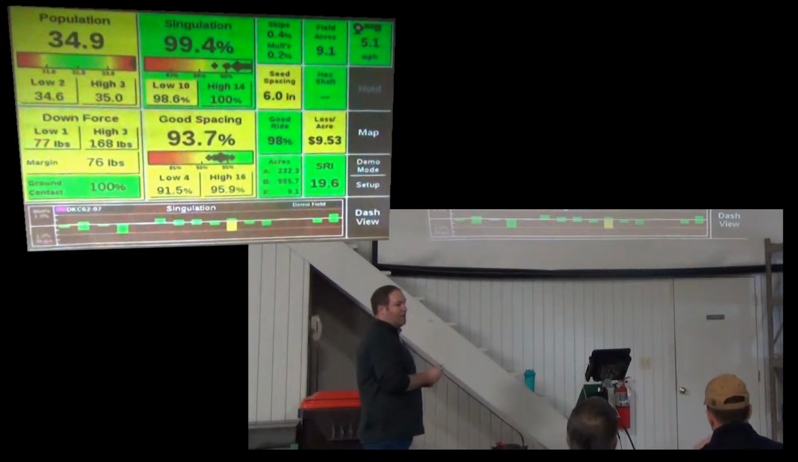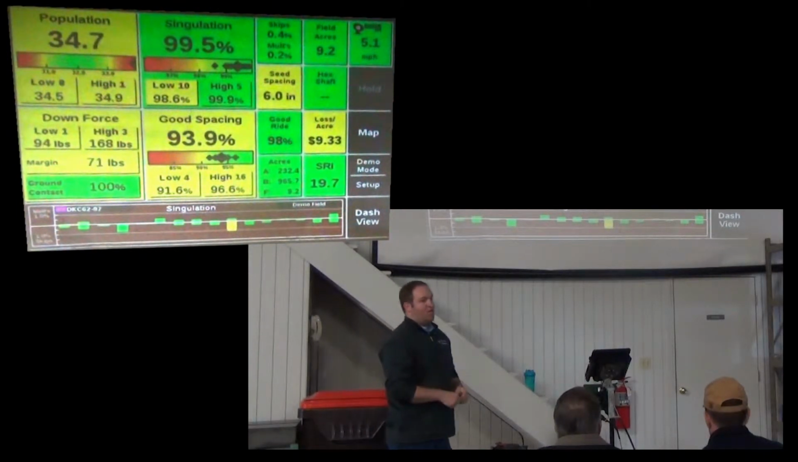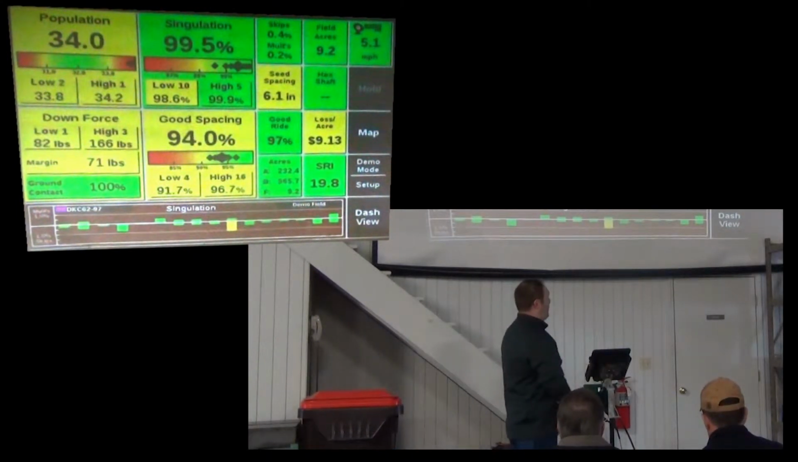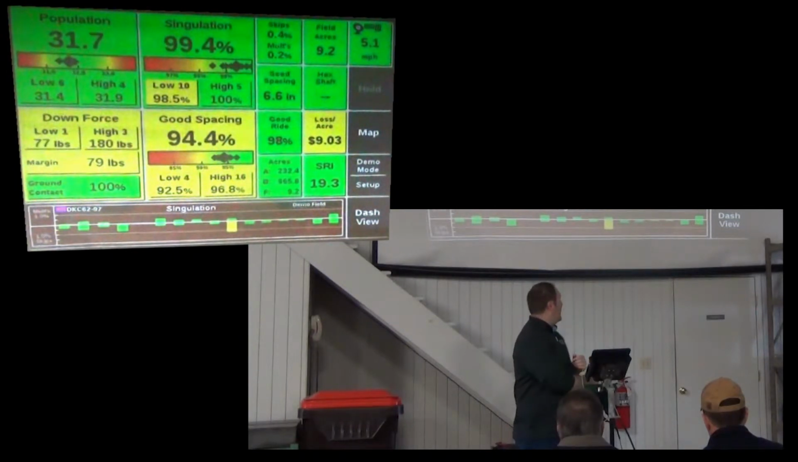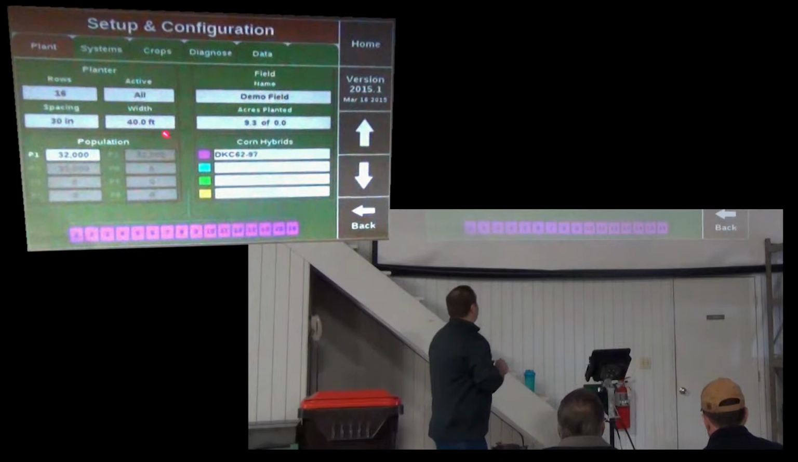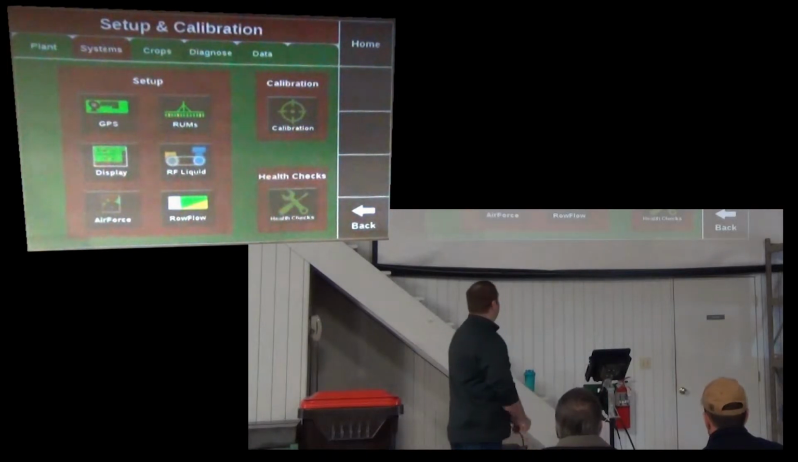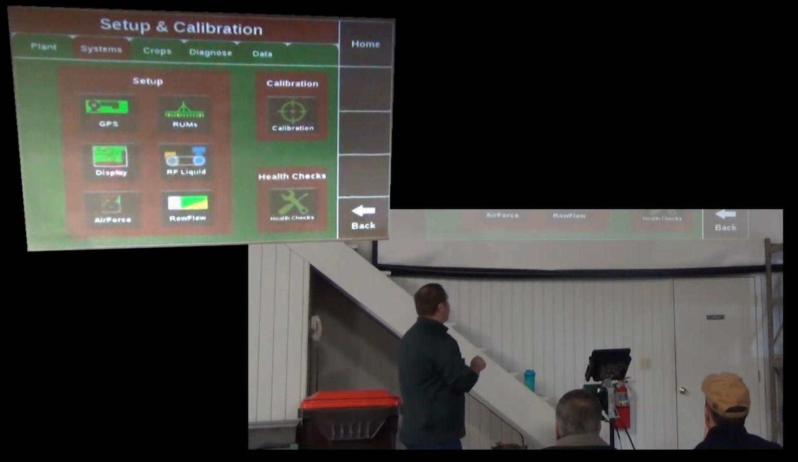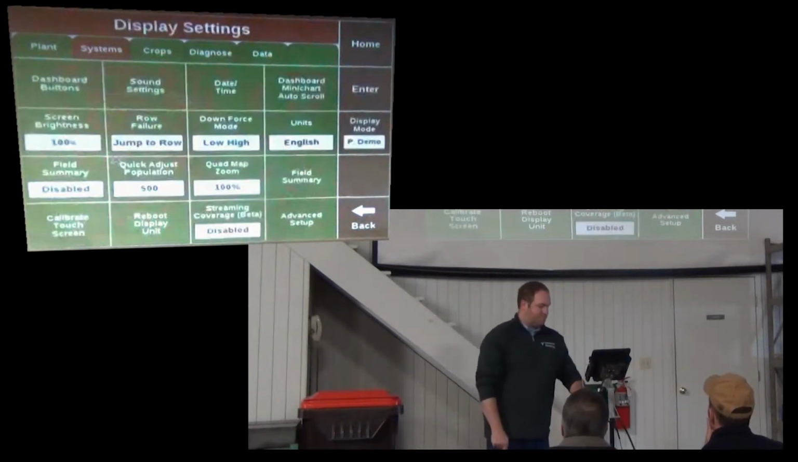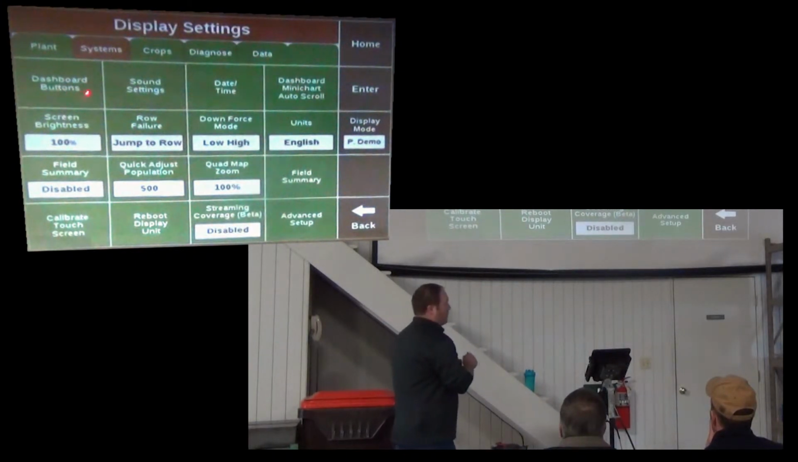We can configure what we see on those 8 small boxes on the right side. All right, so this is something each of you is going to want to do prior to going to the field. So if we touch on the right side, we're going to touch on setup. And then up at the top, we're going to touch systems. I'm going to touch display. And now in the upper left, dashboard buttons.